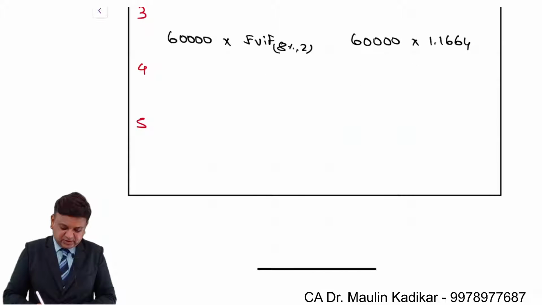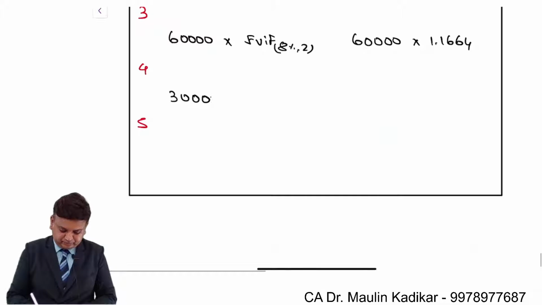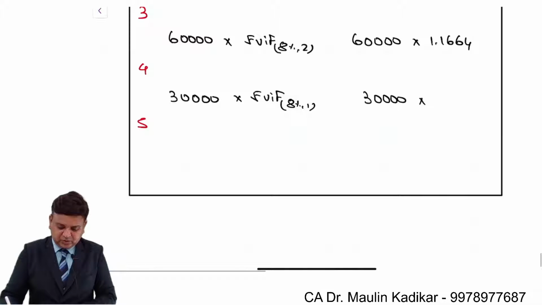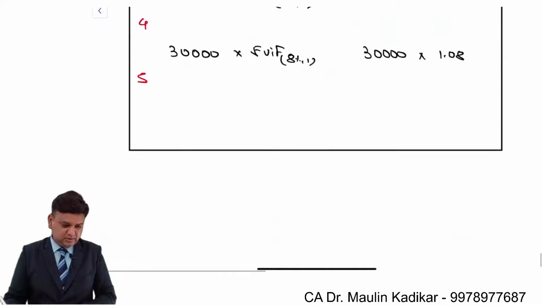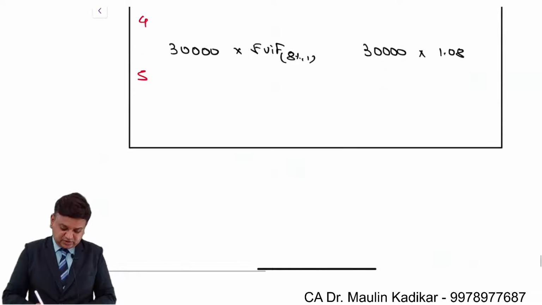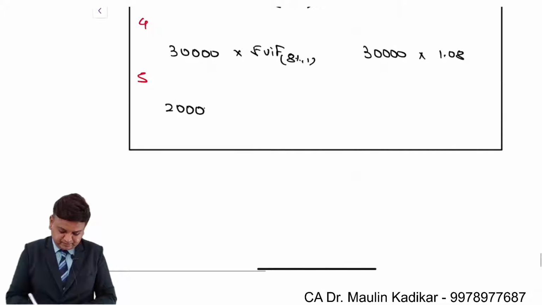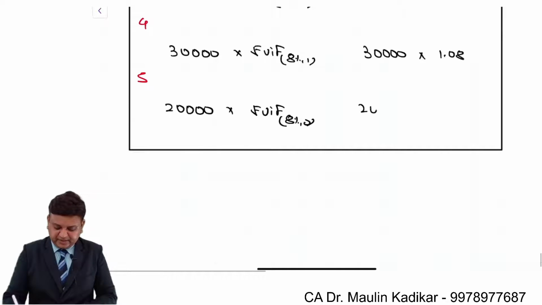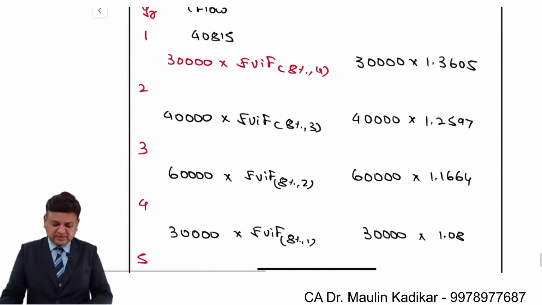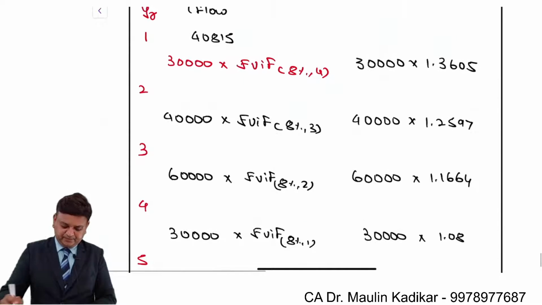For the fourth year, it is 30,000 into FVIF at 8% for 1 year. So it is 30,000 into 1.08. For the last year, it is 20,000 into future value interest factor at 8% for year 0, that is 20,000 into 1 itself. It means that it is not subject to any compounding.